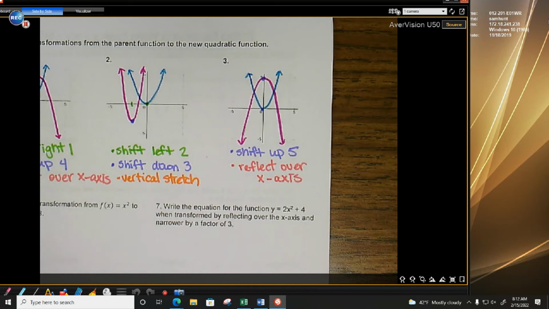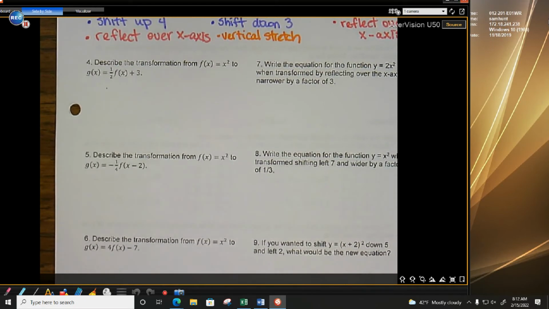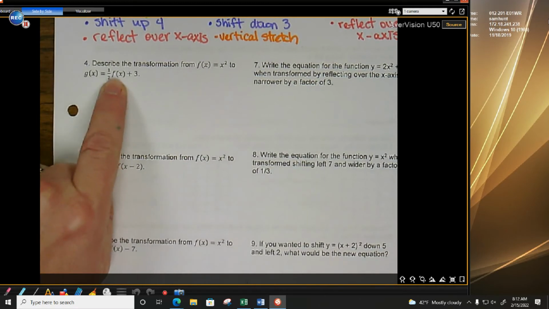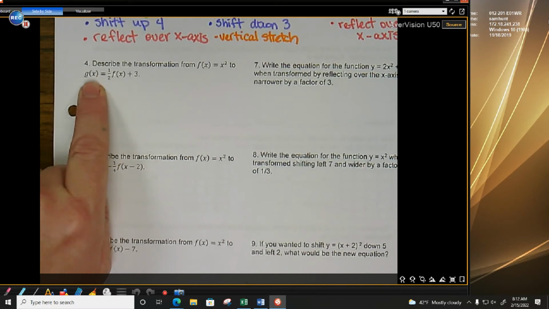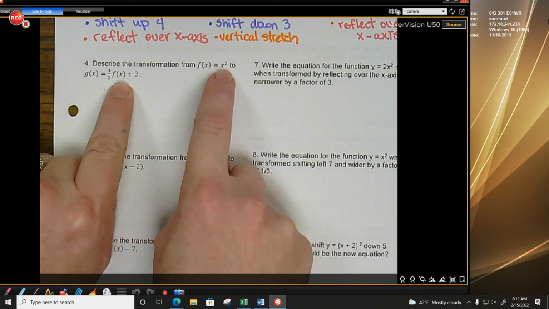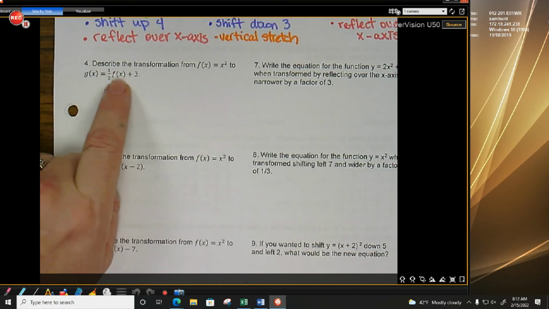Guys, even though I have equations, could we just graph these to see what they look like? Okay. Look at this second one, though. The second one looks really weird. It says g of x equals 1/2 f of x. Well, what is f of x? What does it say f of x equals right here? X squared. So what can I replace f of x with? X squared. So I'm going to rewrite this as g of x equals 1/2 x squared plus 3.